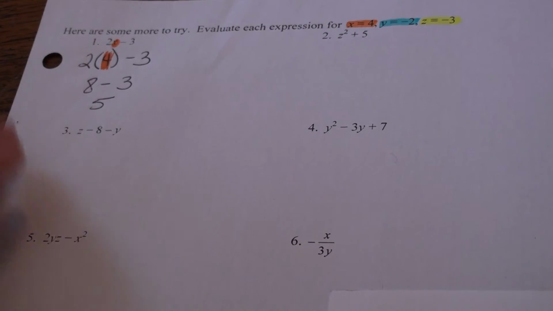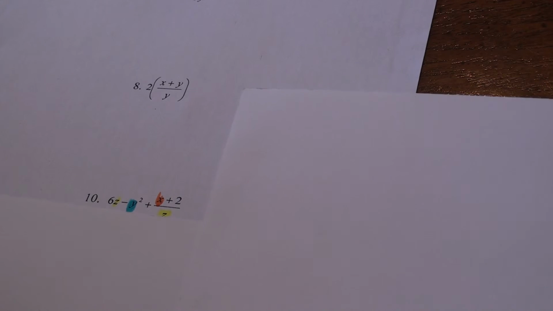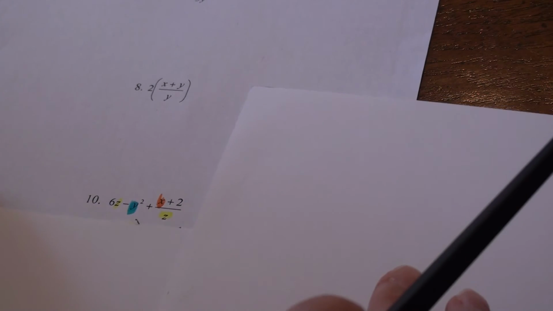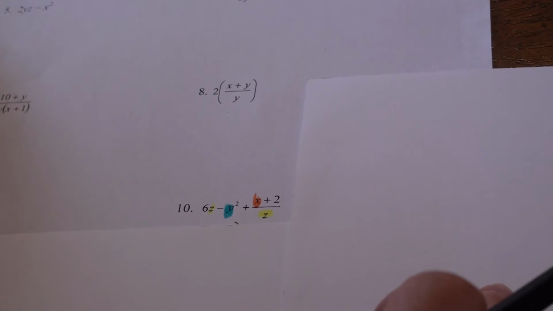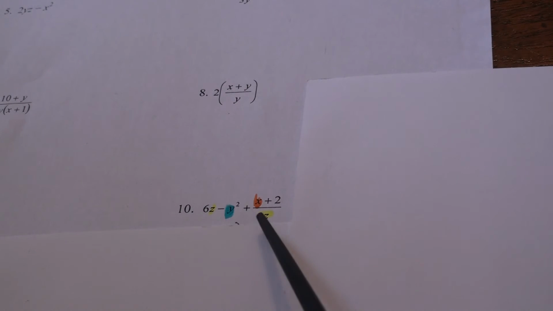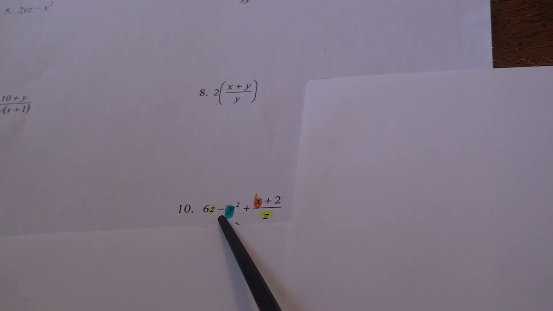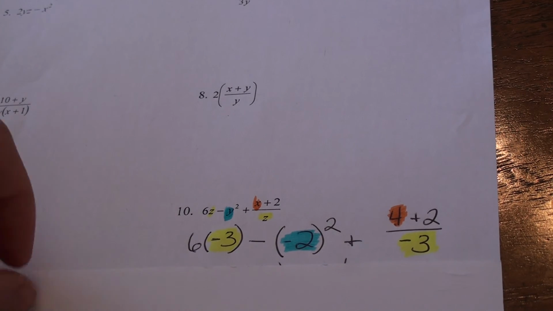We're going to jump down to number 10 since it has a few more interesting parts going on. So we're using the same numbers. X is 4, y is negative 2, z is negative 3. For this one, we have 6z minus y squared plus x plus 2 divided by z. So I replace my z with negative 3, I replace my y with negative 2, and I replace my x with 4. So that's what I did here. And again, I used some colors in order to emphasize that to you.